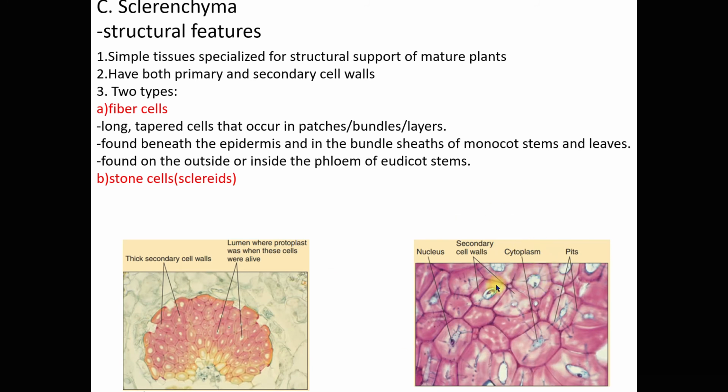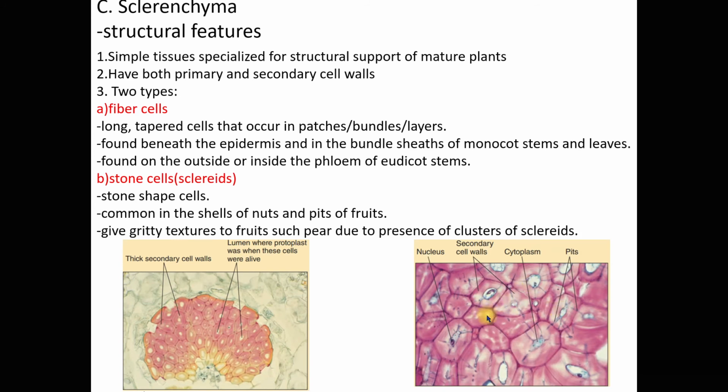Now, for the stone cells or sclereids, they are stone shaped cells. That's why they are known as stone cells. Like stones, right? They are common in the shells of nuts and pits of fruits. Since they are present in the pits of fruits, they give gritty textures to fruits such as pear due to the presence of clusters of sclereids.